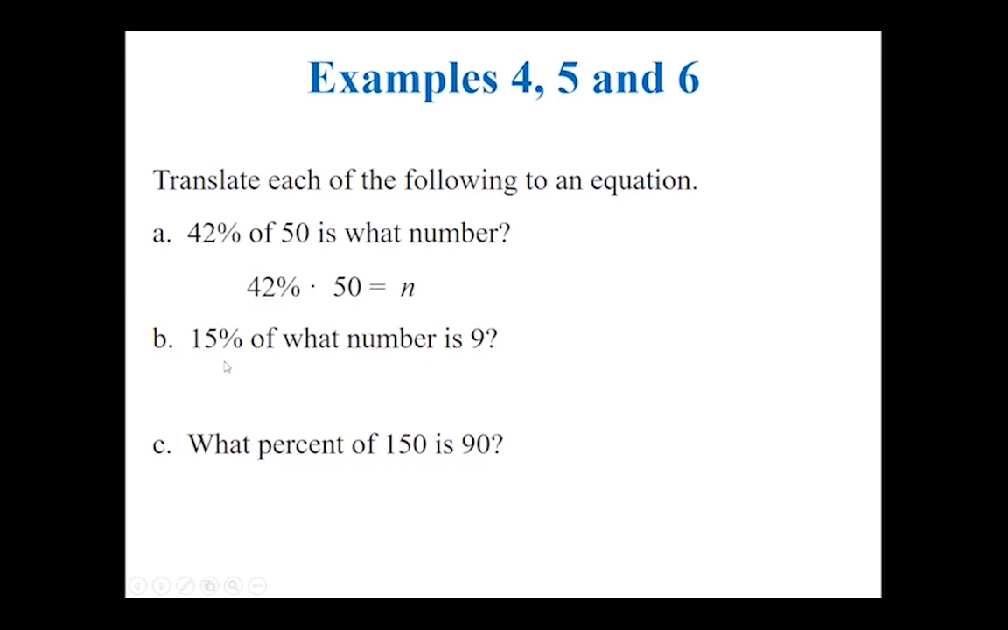B, 15% of what number is 9? Sorry, upside down dyslexia. Sure, 15% times n equals 9. Of is multiply. What number is n? Is equals. Everything else, the 15% and the 9 carry through.